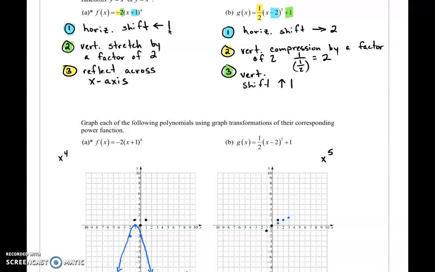Then we know that all of our x to the 5ths look like that. So we can just draw our Superman-ish looking curve. It's 1/2 times x minus 2 to the 5th plus 1. So that's all there is to it for graphing those transformations. We will pick up on the next page in the next video.